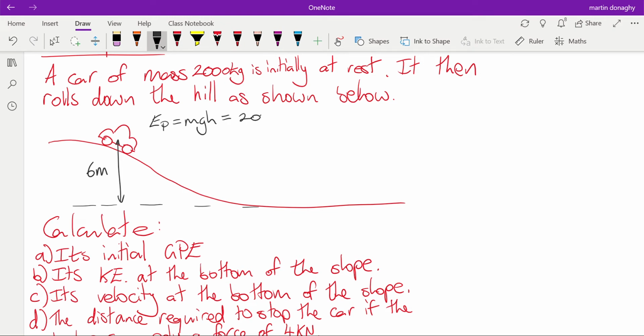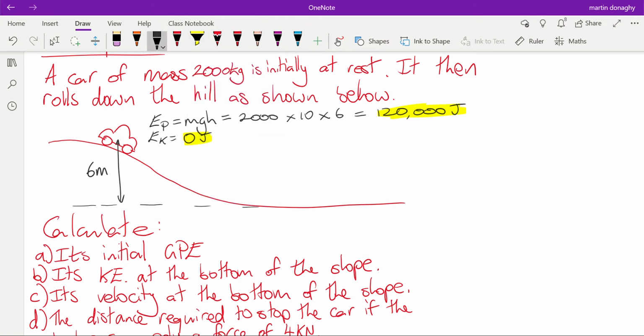Mass is 2,000, gravity is 10, times 6 gives us 120,000 joules of potential energy. We are also told it's at rest at first, so at the start its kinetic energy is 0, which means that at the beginning it has a total energy of 120,000 joules, and that's important because that can't change.